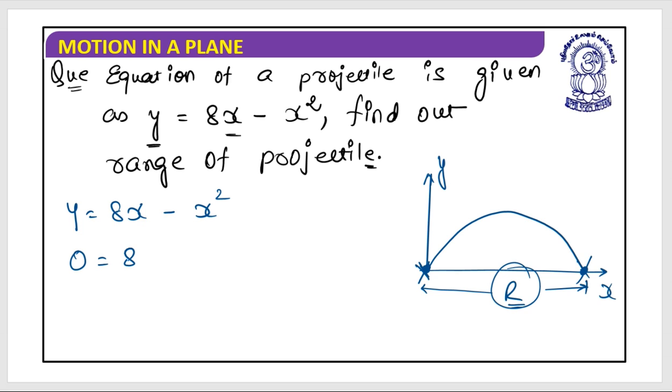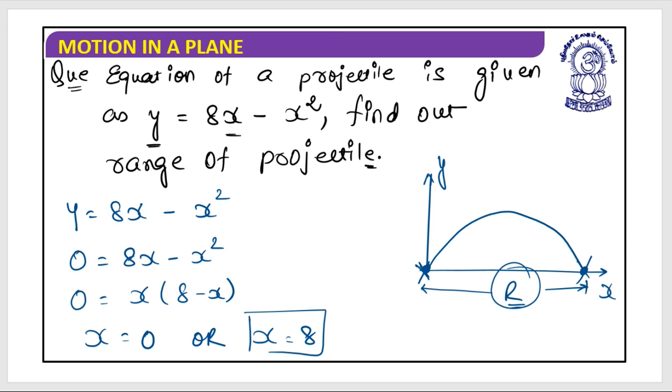So 0 equals 8x minus x square. Taking x as common, 0 equals x into (8 minus x). So x equals 0 or x equals 8. From the diagram, x equals 0 is this point, and x equals 8 is this point. So my range is x equals 8, and that's it. This has been done.